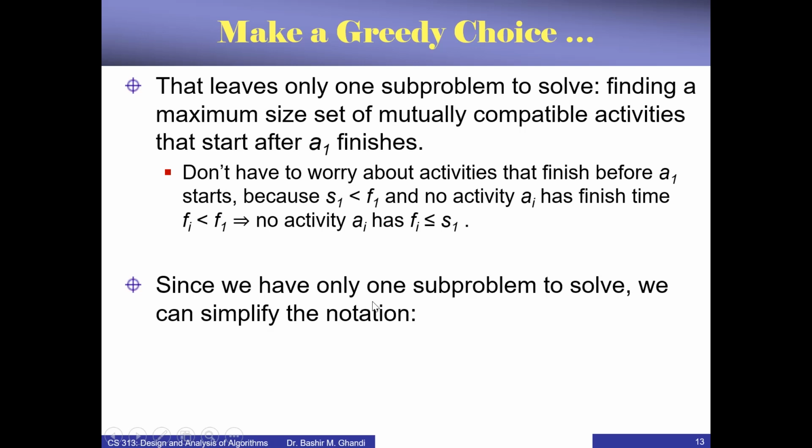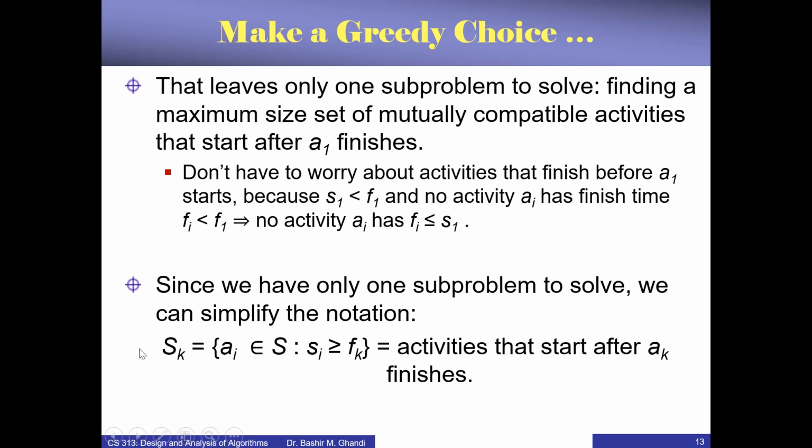Now, since we have only one sub-problem to solve after choosing A1, we can simplify our notation. Instead of looking at it as having two sub-problems, we will assume we have only one sub-problem, so our notation will change. We're going to define a set Sk to be equal to the set of all activities that start after Ak finishes. It consists of activities Ai belonging to the set S for which the starting time is greater than Fk.